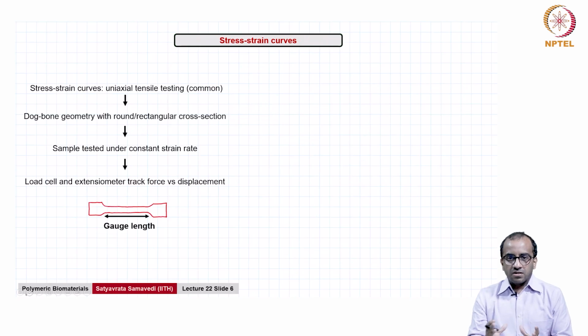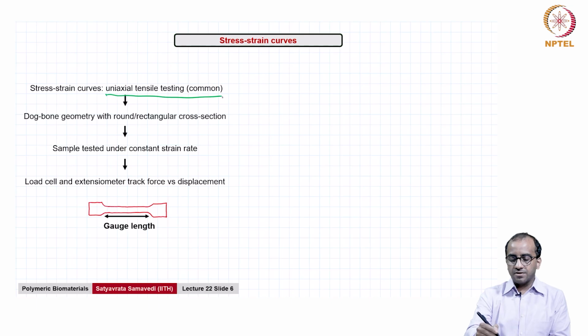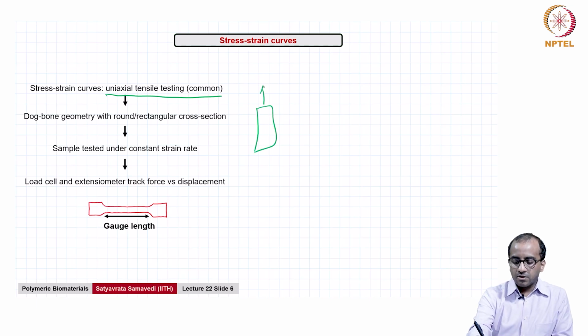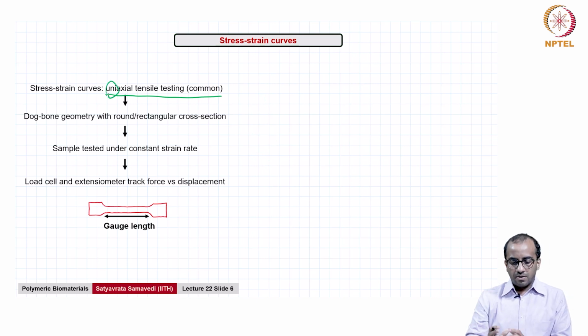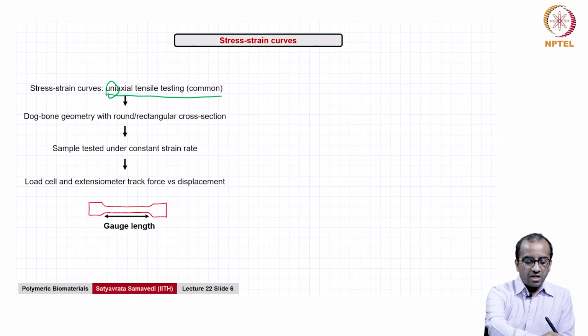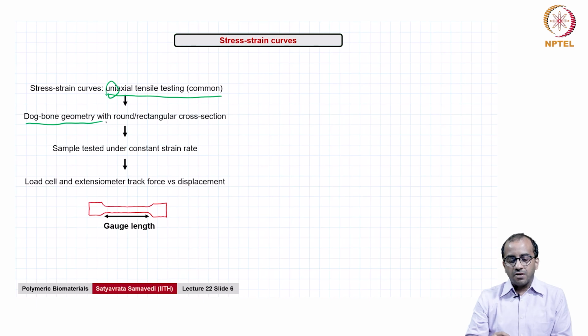Now, what is the relationship between stress and strain as part of a stress strain curve? We will take the example of uniaxial tensile testing. When I say uniaxial, if I have a material like this, I am testing it only in one direction. I am not testing it in other directions, right? So just one direction, so uniaxial testing, that is common. And typically for these kinds of tests, you would have something called a dog bone geometry with round or rectangular cross section, like so.